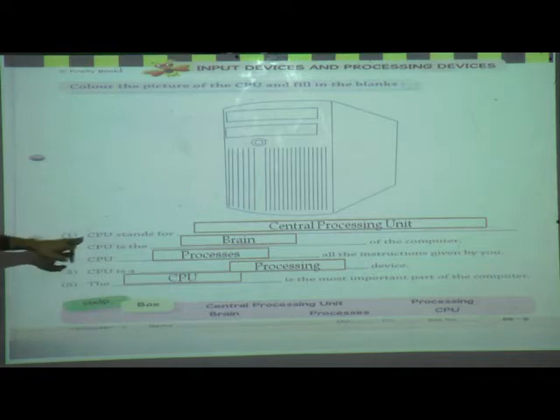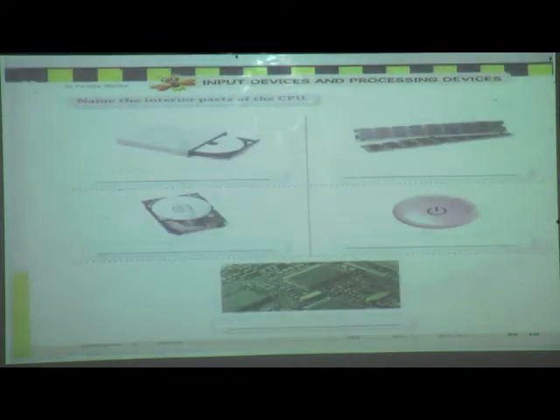First one, CPU stands for Central Processing Unit. Second one, CPU is the brain of computer. CPU processes all the instruction given by you. CPU is a processing device. The CPU is the most important part of computer. Understand? Now next one, name the interior parts of computer.